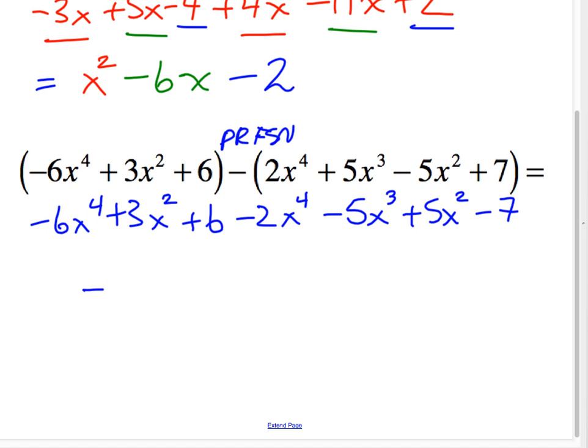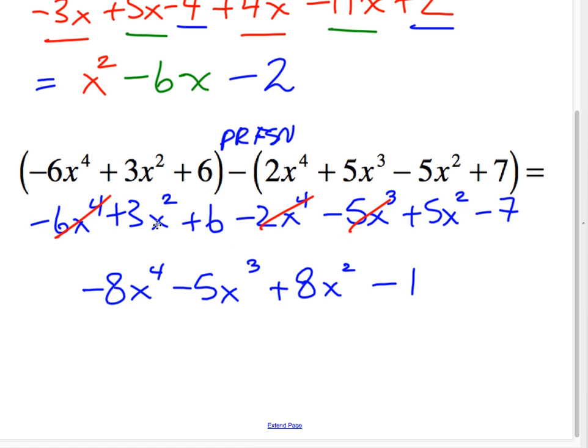This one minus this one, minus 8x to the 4th. Here's the only x cubed that I've got. A plus 3x squared plus 5x squared, that'd be a plus 8x squared. Looks like there are no x terms. So now I just have 6 take away 7 is a negative 1. Let me just make sure I've got all those. So x to the 4ths, got. x cubed, got. x squareds, got them. And the constant terms, got them. Okay? All right, so that's subtracting polynomials.